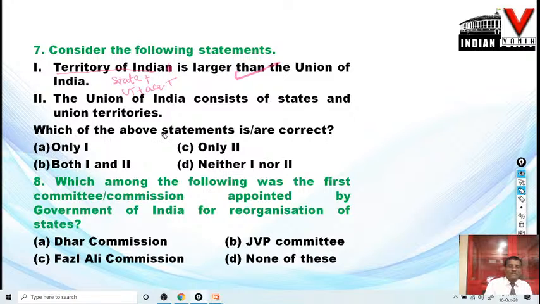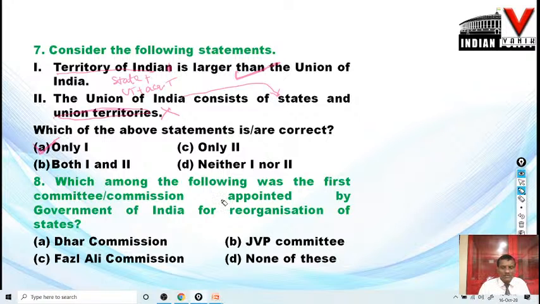Then, the Union of India consists of states and union territories? No, that is wrong. Union of India consists of only states. It does not consist of any union territory because union territory is under the central government. So hence, territory of India is larger than the Union of India. Only one is correct. Okay, only one. Got it?